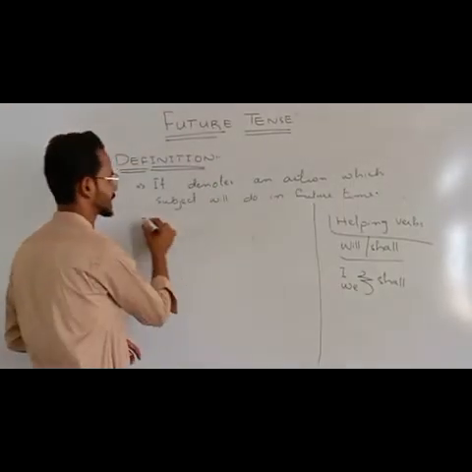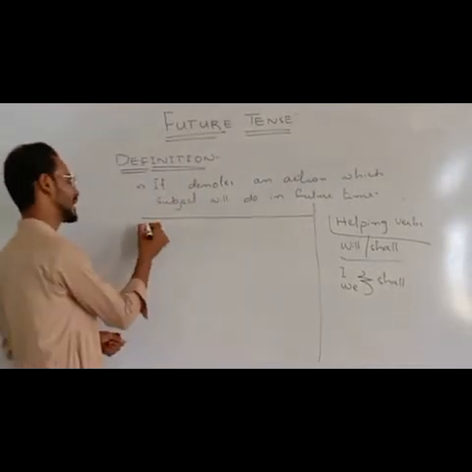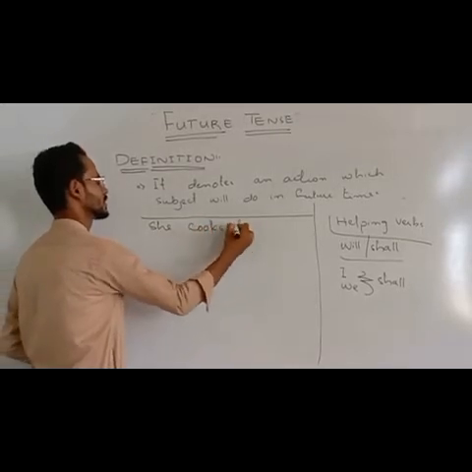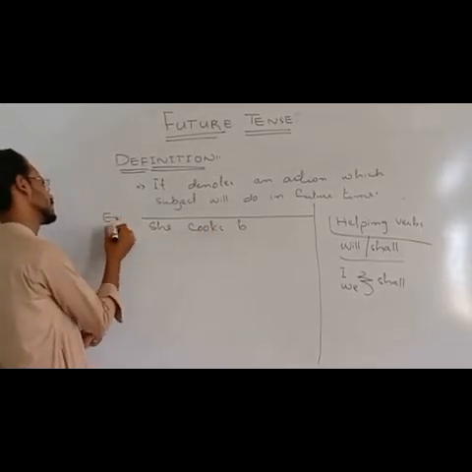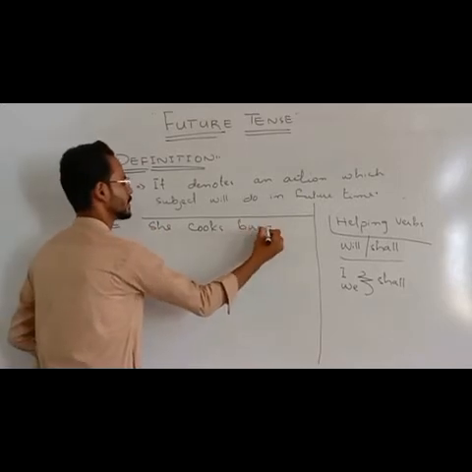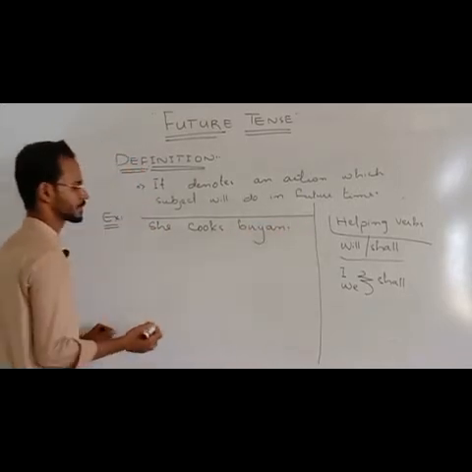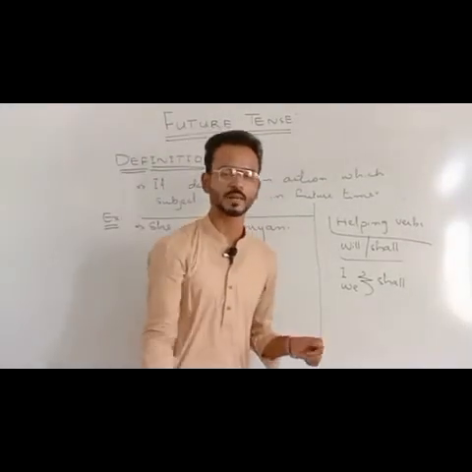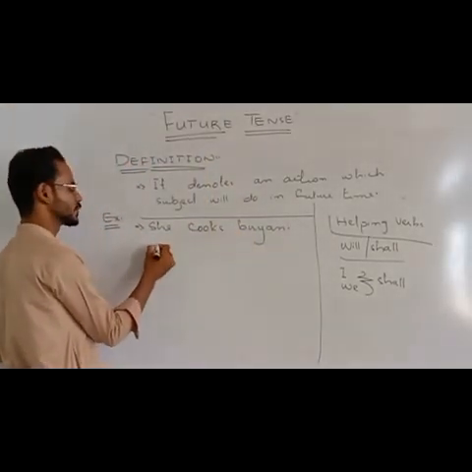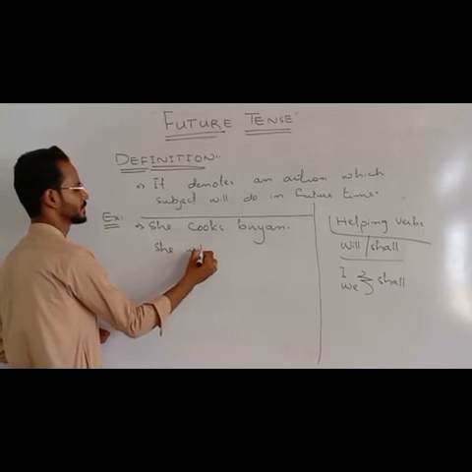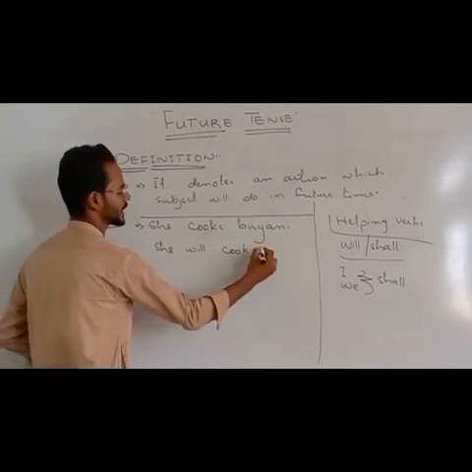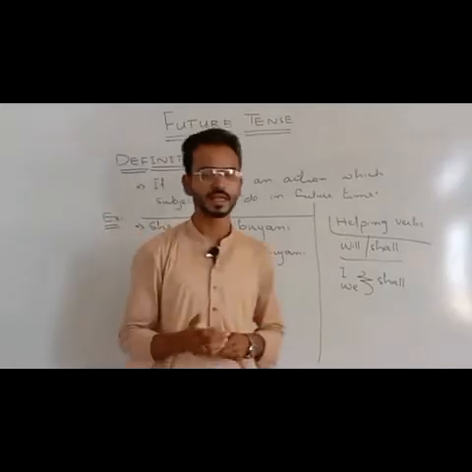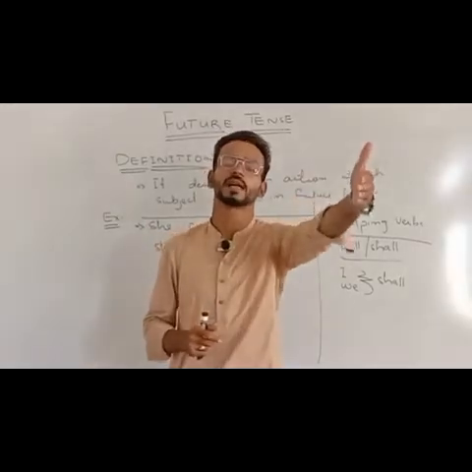So let's have another example of will. Let's make some sentences. Like I say, she cooks biryani. Now if I have to say it in future time, how will I make the sentence? I will use: she will cook biryani. It means that she has not cooked the biryani; she will cook the biryani in future time.